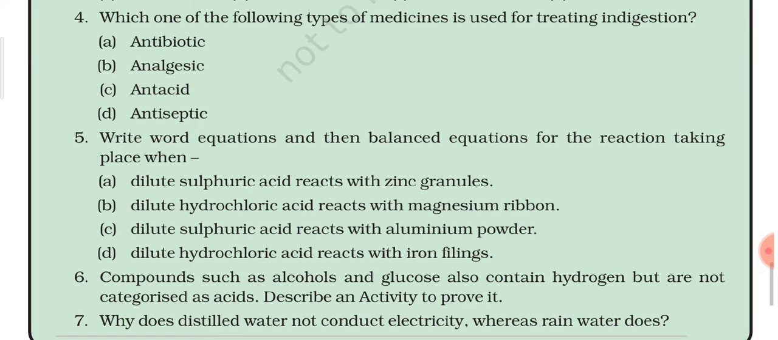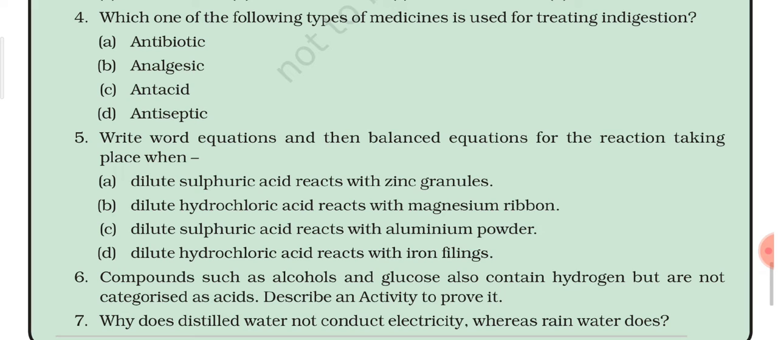The concept is almost the same. It is because in the case of alcohol and glucose, when you are preparing their aqueous solution, they are not dissociating into their constituent ions, and when they are not dissociating into their constituent ions, there is no release of hydrogen ions or any other ions, and that is why they are not categorized as acids. And one activity is also given, as you can see in the index, with one figure. So when you go through that topic, you will be easily able to understand, and that activity is also given based on this.